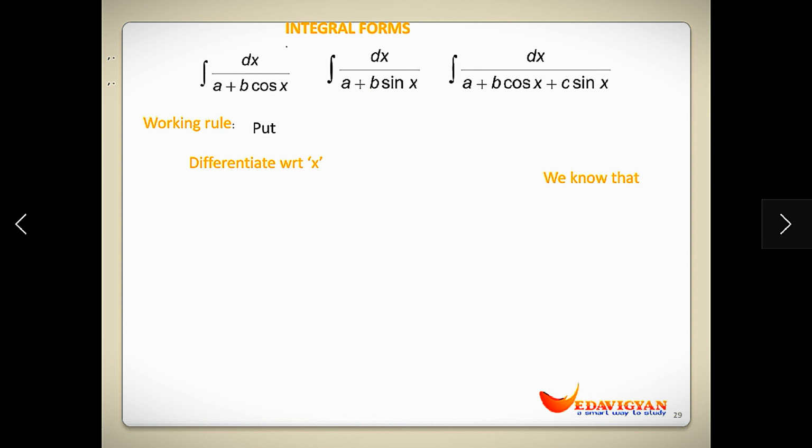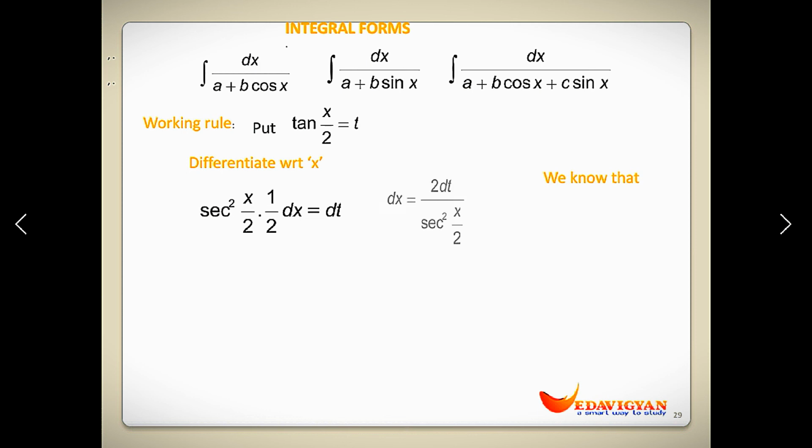When given these forms, go to the working rule. Put tan x by 2 equal to t and differentiate with respect to x, getting secant square x by 2, and the derivative of x by 2 is 1 by 2, so dx is equal to dt. Finally dx is equal to 2 dt by secant square x by 2.